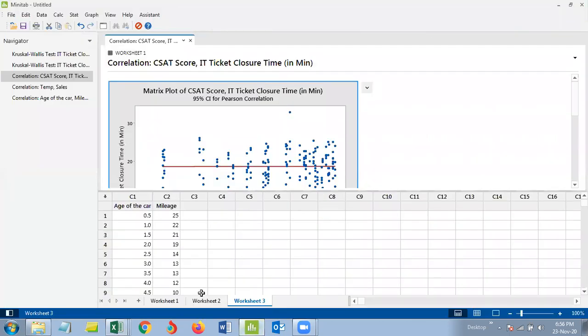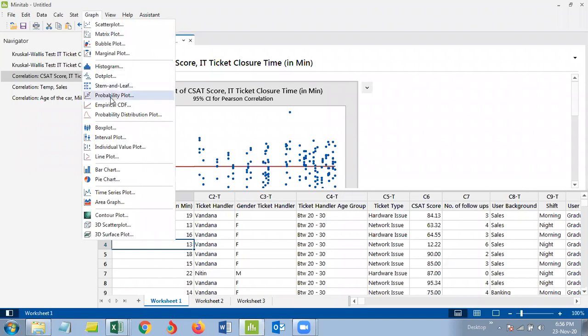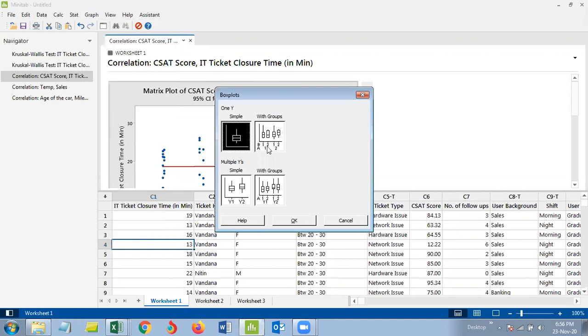So how do we make a box plot, and how does it help you take a decision? Let's have a look. We go to Graph, then Box Plot. That's the box plot. Now we go with groups. We're comparing groups, like two groups or more than two groups. That's where we will be using it.